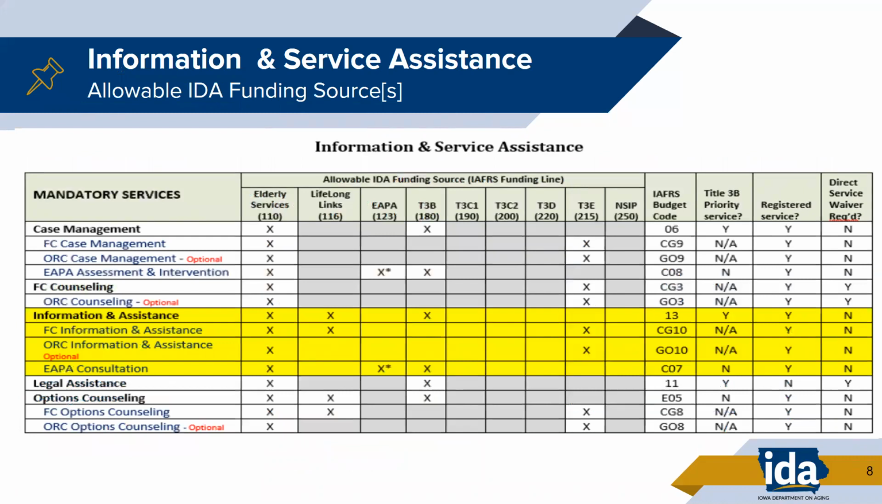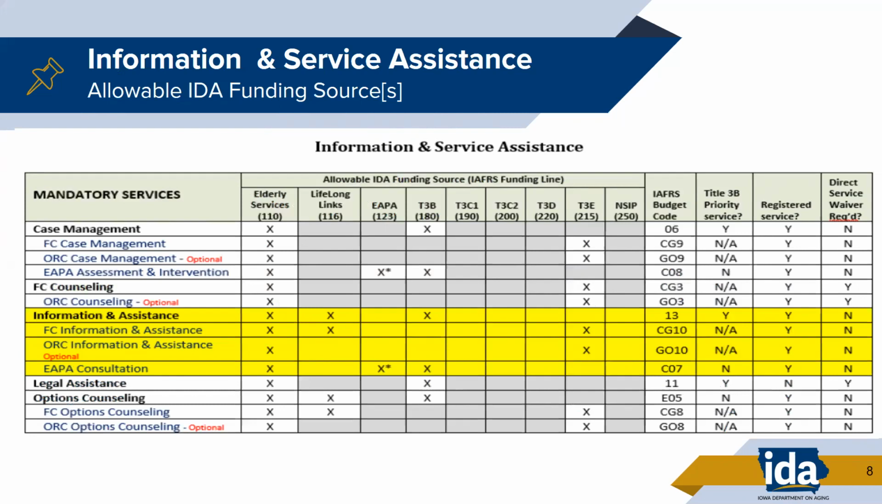This grid provides a snapshot of funding sources, current budget code, Title III-B funding priority status, registered service status, and direct service status waiver status for each service in the taxonomy. The IMA services that are highlighted are funded through a combination of state and federal funding and local funding. This grid shows only the state and federal funding sources. Each service also has local funds assigned, which are not represented in this grid.